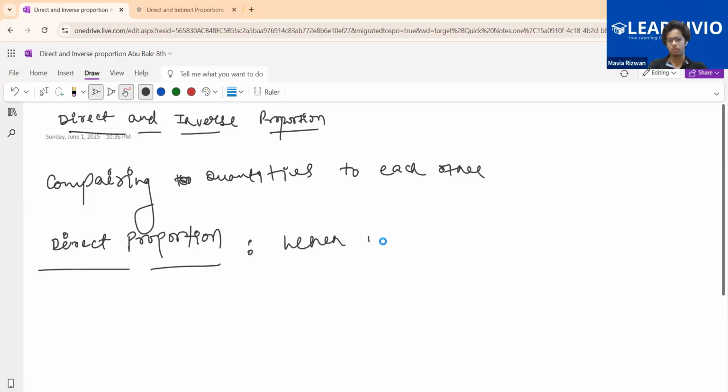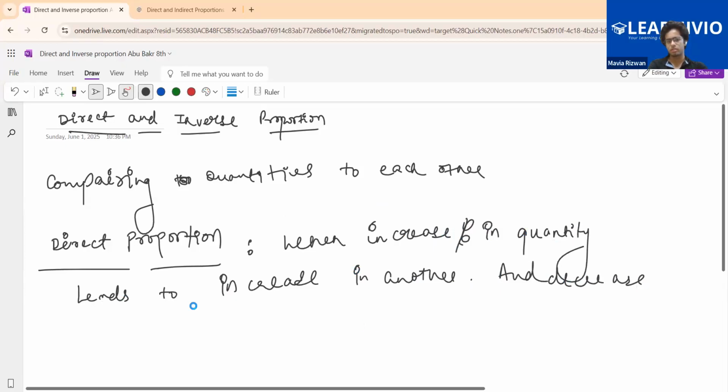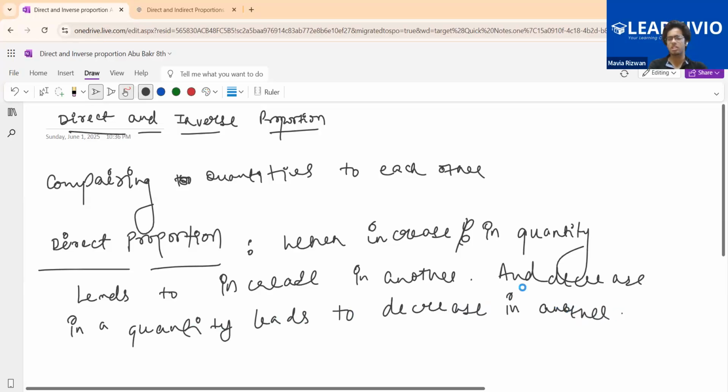When an increase in one quantity leads to an increase in another, and a decrease in a quantity leads to a decrease in another. So this is known as direct proportion.